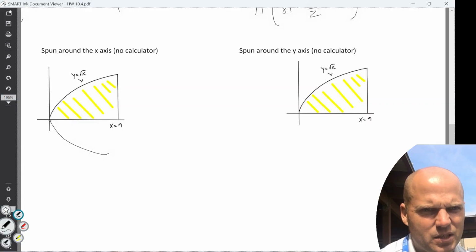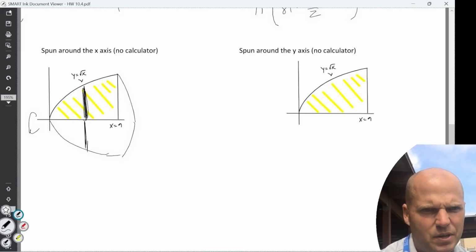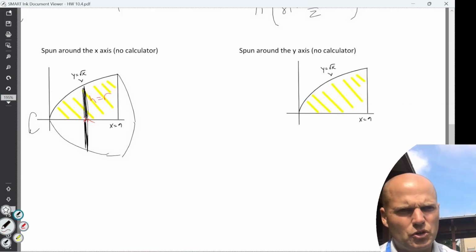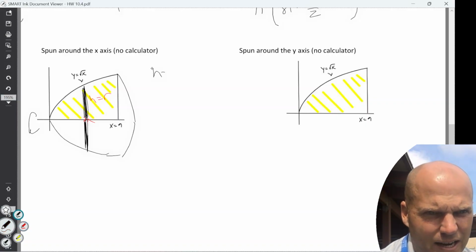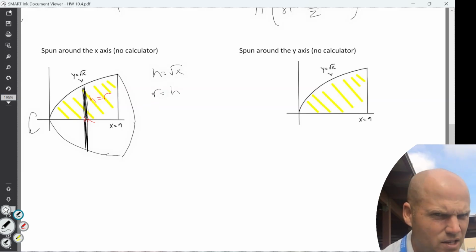Spread around the x-axis. It's going to come down here. Cool. That being spun, great. I have the dimension of this rectangle, which is a height and a dx. The height ends up being a radius. Height is just root x. So we could say r is just h.